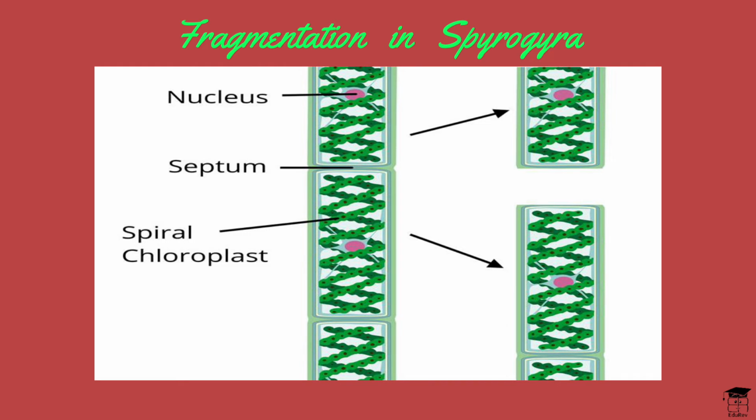Fragmentation. It occurs by breaking of the parent body into two or more parts, each of which is capable of growing and living independently. For example, algae like Spirogyra and bryophytes such as Marchantia and Riccia.